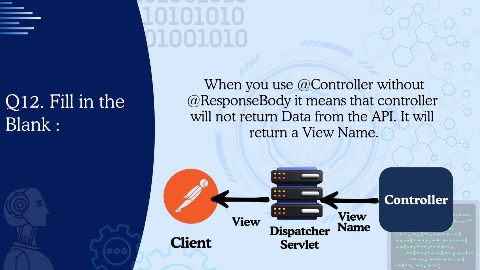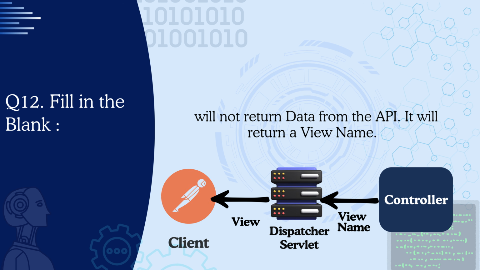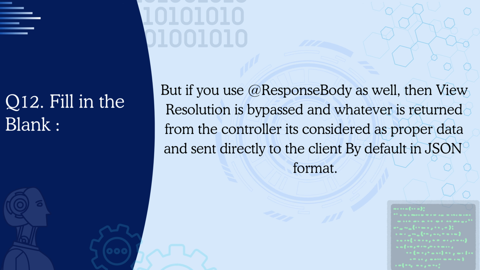Then that view name is resolved by the dispatcher servlet using the view resolver. It finds the appropriate view against that name and returns the same to the client. But if you use @responsebody as well, then view resolution is bypassed and whatever is returned from the controller is considered as proper data and sent directly to the client, by default in the JSON format.